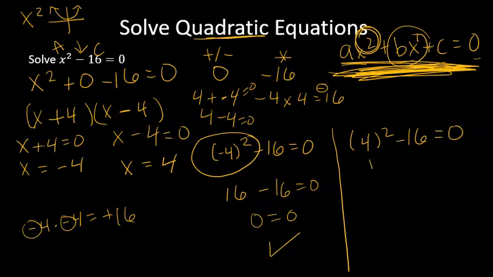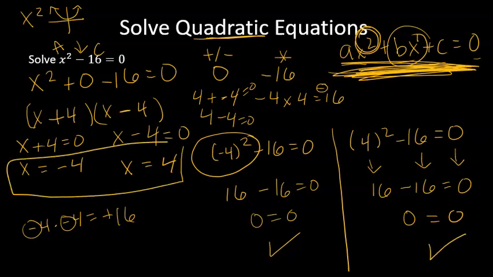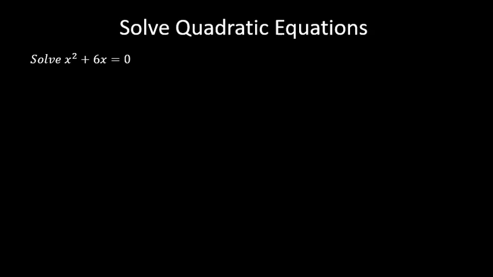What about this? This gives me a positive 16, and I bring this down. It gives me -16. I bring this down. It gives me a 0. It gives me 0 equals 0. Checkmate. Those are great. Those are right. So these are my final answers. I have x equals -4 and a positive 4. Those are my final answers I would turn in.